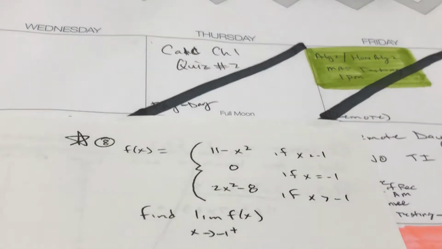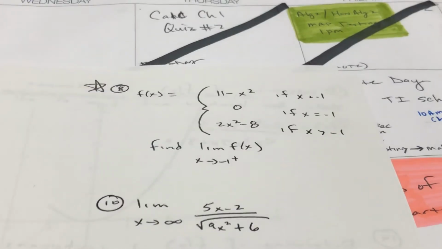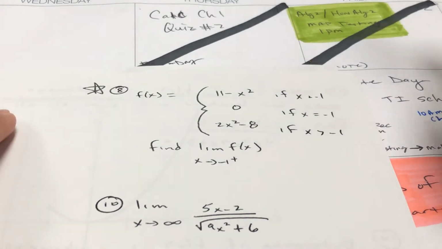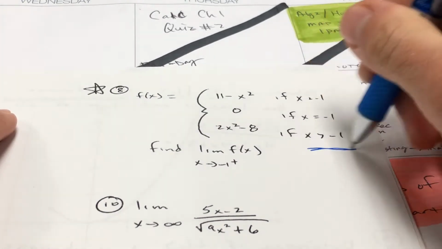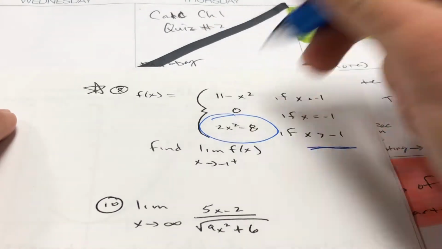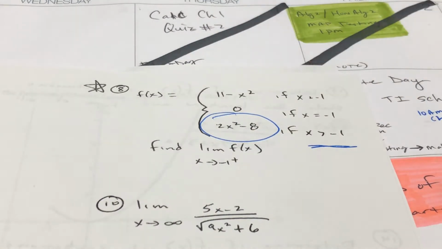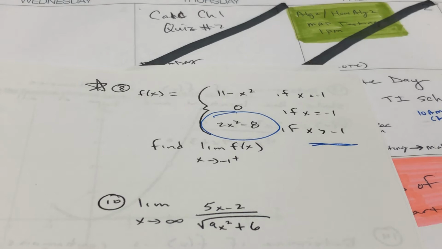All right? Left side limit does not equal the right side limit. So same deal on 8 here. Find the limit of f of x as x goes to -1 from the right side. That is the right side. So you just plug -1 in there, and you get 2 minus 8, which is a -6. So that does have an answer of -6 from the right side. That one's fair.